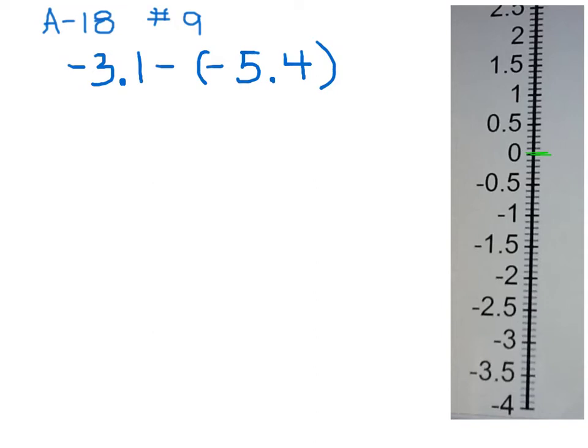All right, this is A18, and I'm doing number 9, and it's negative 3 1/10 minus negative 5 4/10. So first thing I'm going to do is go find this number here on the number line. So there's negative 1, negative 2, negative 3. So I'm going to go down one tick from there, and that's going to put me right there.